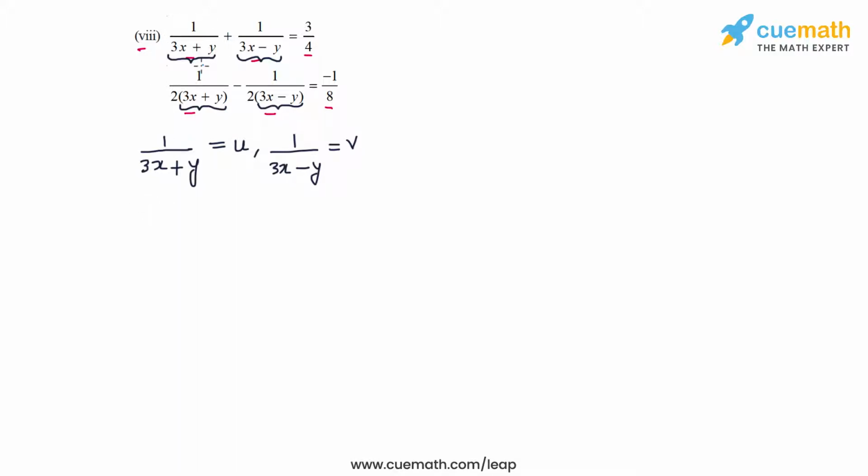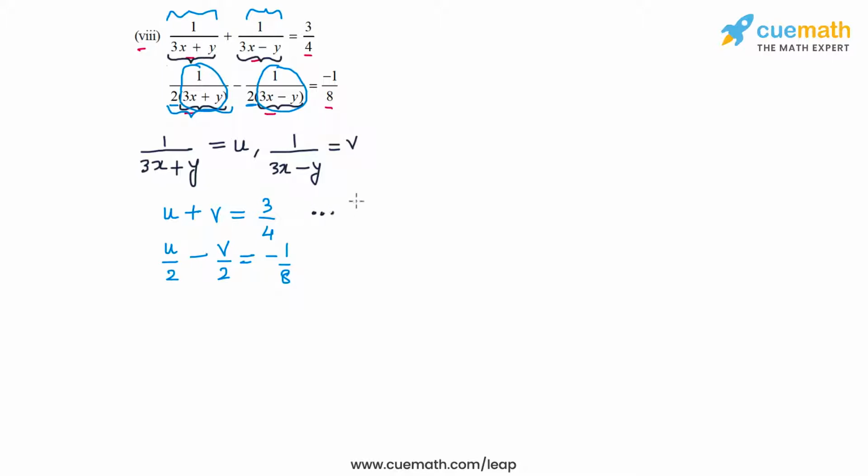So 1 by 3x plus y, this term, is u, and 1 by 3x minus y is v, so u plus v equals 3 by 4. Then we have 1 by 2 times 3x plus y, so that's u by 2, because 1 by 3x plus y is u. And we have 1 by 3x minus y, which is v, with a 2 here, so u by 2 minus v by 2 equals minus 1 by 8. So these are the two equations that we get.